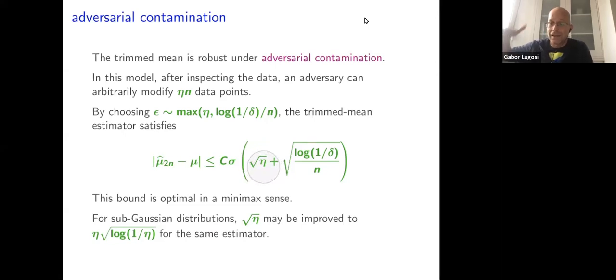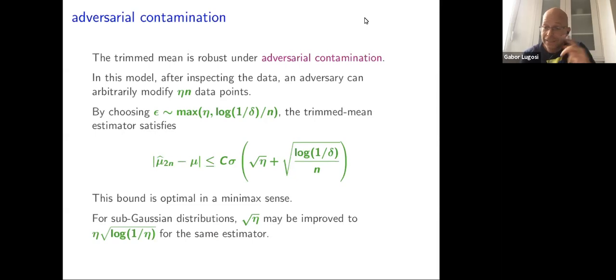If the only thing we're willing to assume is a second moment, then you can modify the distribution a little bit by random data, and you won't be able to distinguish between contamination and the actual distribution. So this is the best you can do. If we have light tails, if for example higher moments exist, then the square root of eta becomes better. In the extreme case of a sub-Gaussian distribution, the square root of eta gets improved to almost eta: eta times square root of log 1 over eta. That is actually optimal for sub-Gaussian distributions.